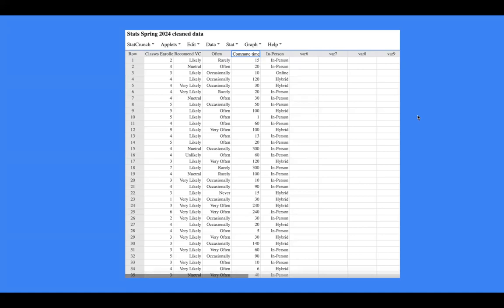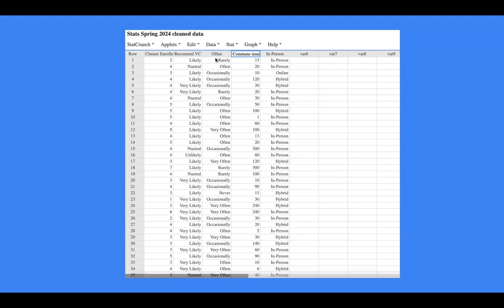So as you can see on our clean data, we have our classes enrolled. All of these are numerical. Then we have how likely were you to recommend Ventura College to prospective students, with the likely, the neutral, the very likely, and so on. And then we had how often are you to use the campus resources at Ventura College.